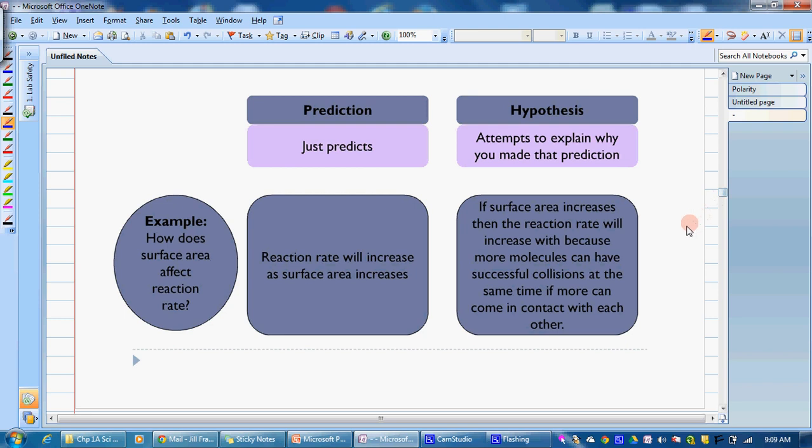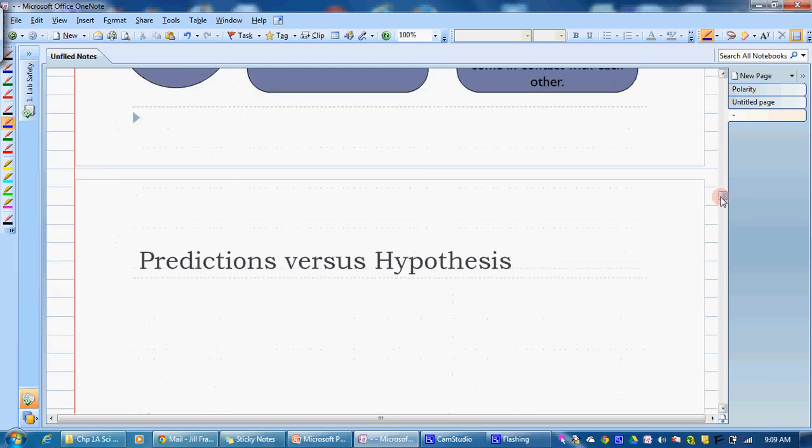So how does surface area affect reaction rate? A prediction would just say that reaction rate is going to increase as surface area increases. A hypothesis says if surface area increases, then the reaction rate will increase because more particles have a successful collision at the same time. So there's more contact. For a hypothesis, we have to have that because statement, because that's the explanation.